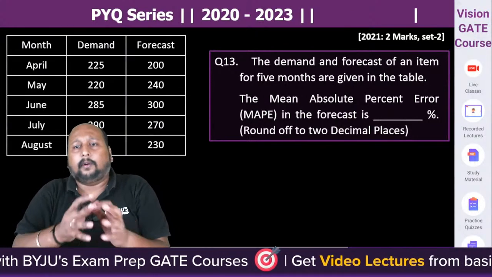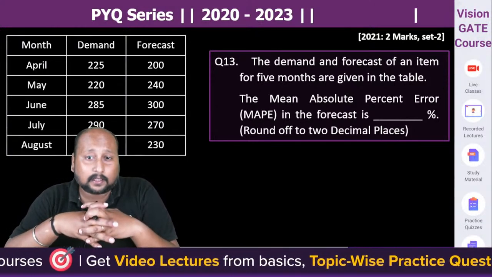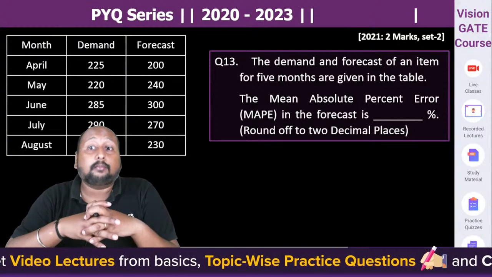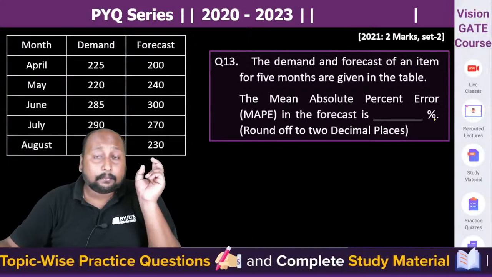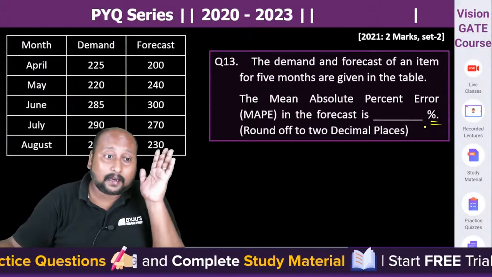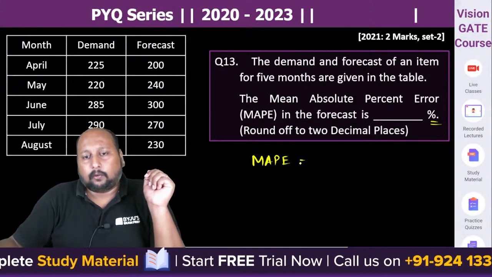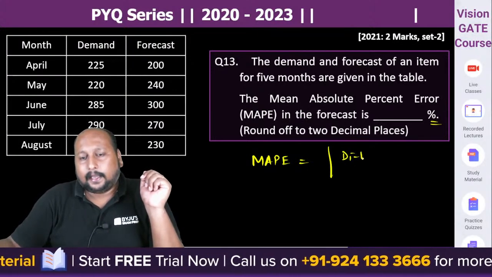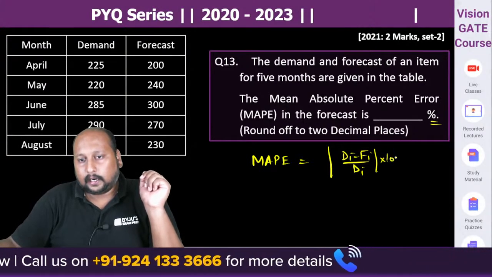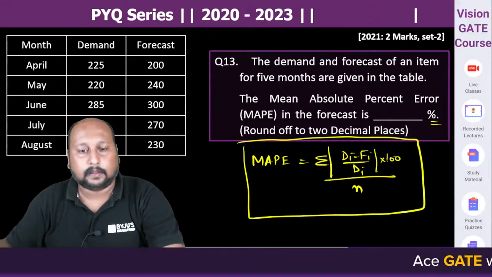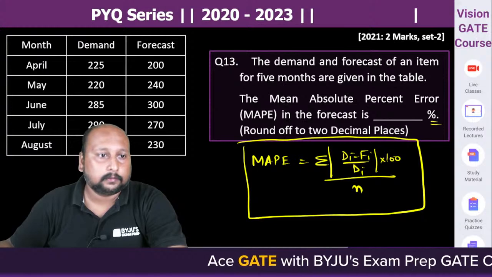Okay, 2021, 2 marks. The demand and forecast for an item for 5 months is given in the table. What is the mean absolute percentage error? MAPE value they are asking. Round off to 2 decimals, and make sure they are asking percentage, so multiply by 100. Mean absolute percentage error is equal to mod of Di minus Fi by Di into 100, divided by n. I hope so. Now it's all good.